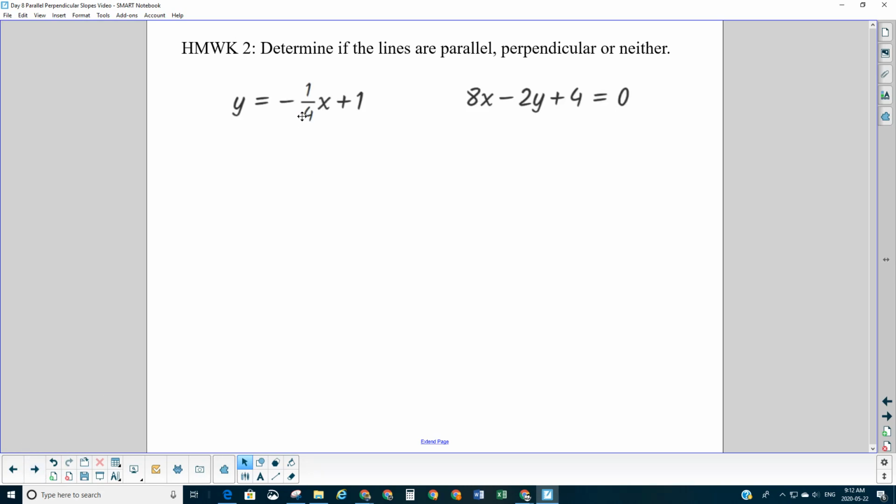And then compare these 2 lines by, of course, rearranging this and put it in y equals mx plus b. So the 2 questions are right there. You can just copy them on a piece of paper, scan them, and hand them in when you're done.